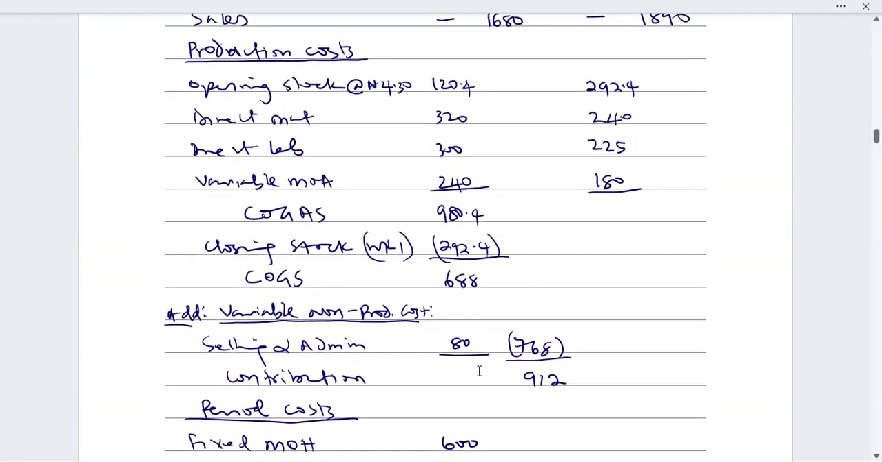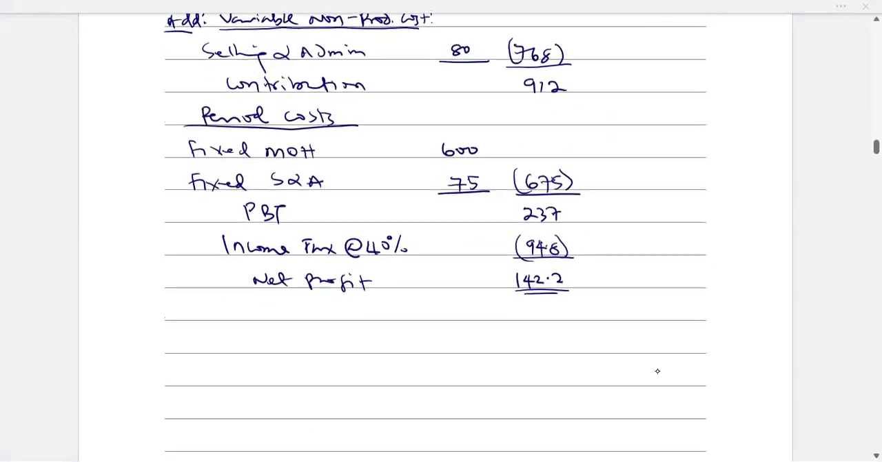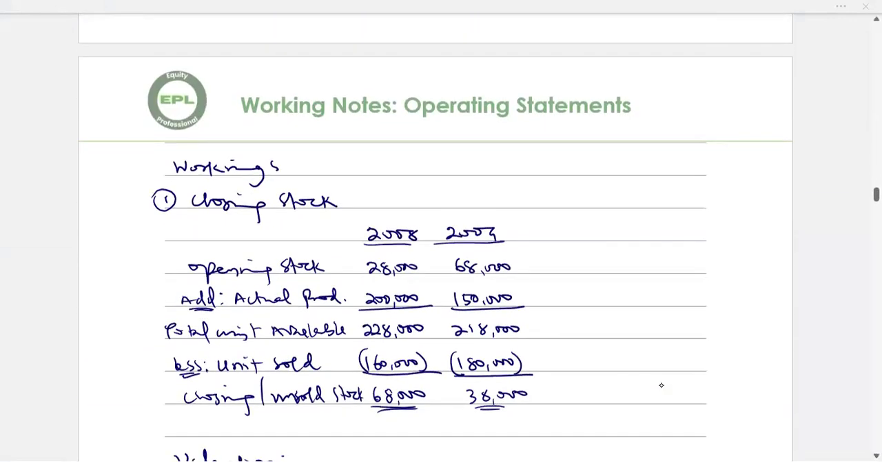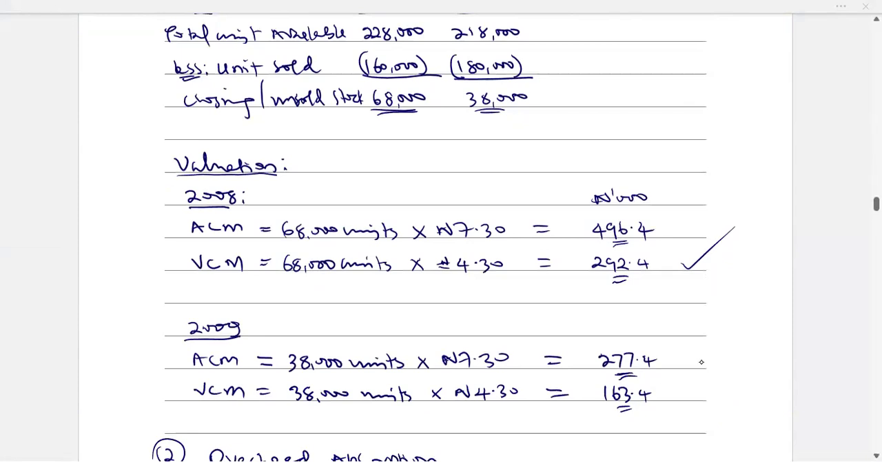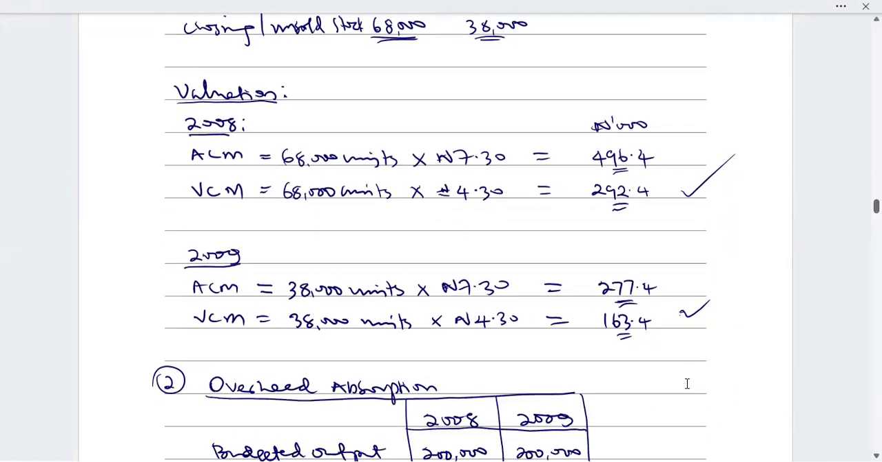Let's add everything together. What do you get? Let's do it together. 292.4 plus the others gives 937.4. So let's go and pick our closing stock. We've done the working previously, and we got 163.4.